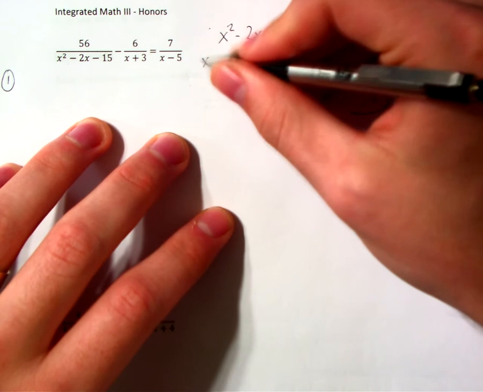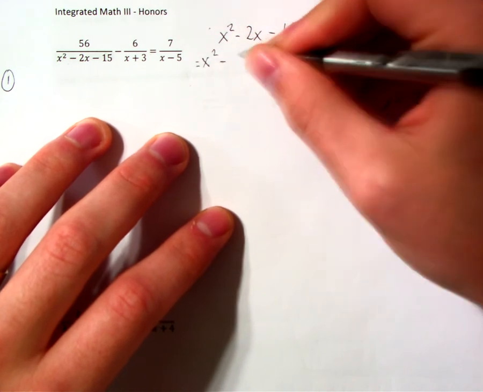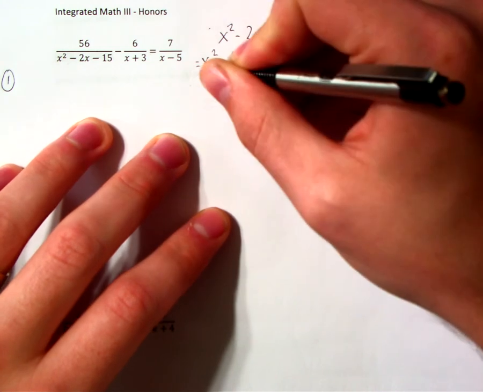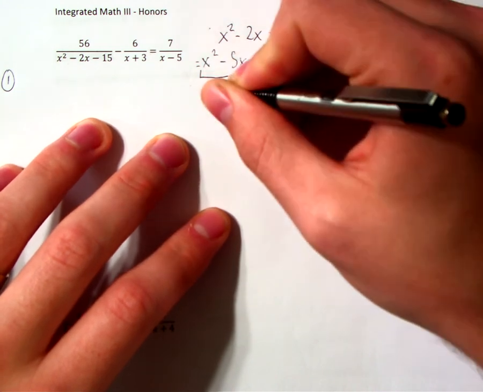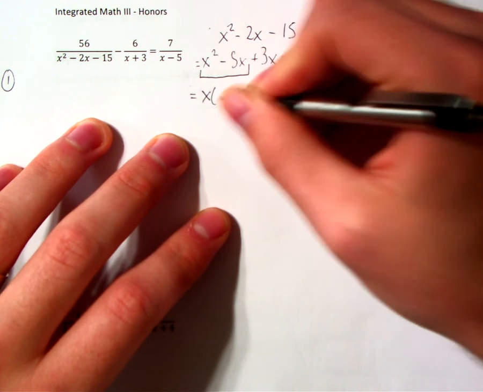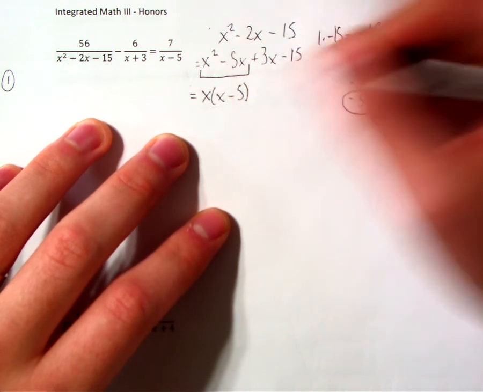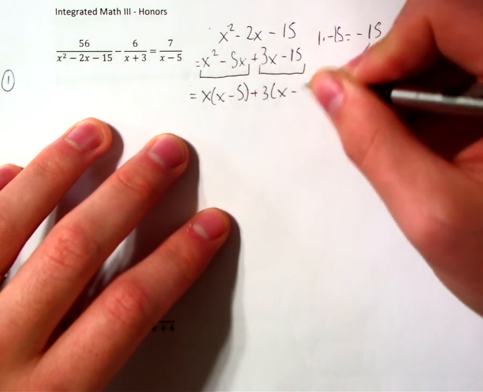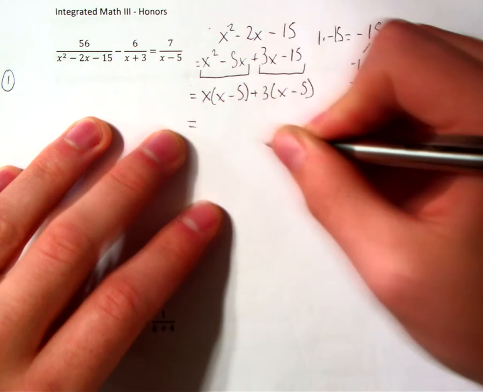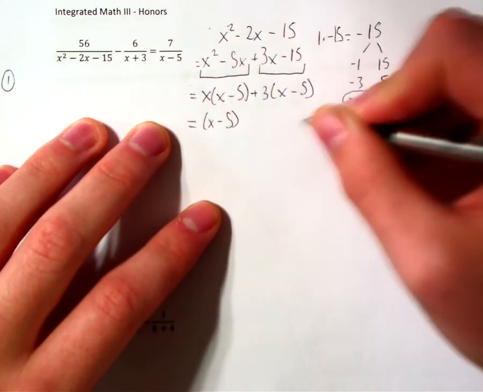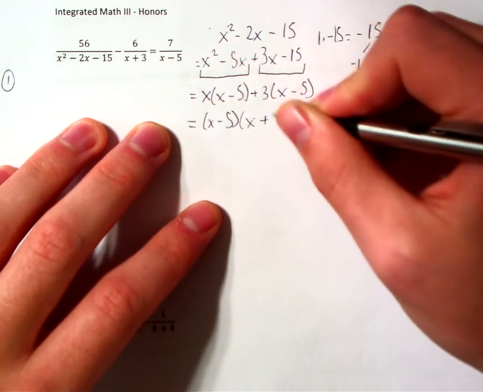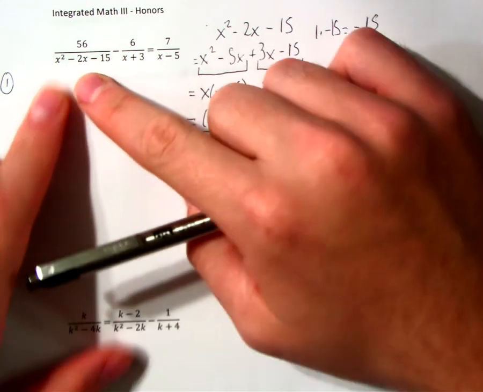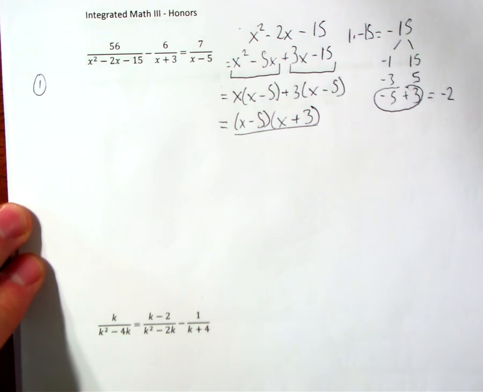So I need to rewrite this as x squared minus 5x plus 3x minus 15. Let's find the GCF of this first group, which is going to be x. If I take an x out, I've got x minus 5 left over. Take the GCF of the second group out, which is just going to be 3. If I take a 3 out, I've got x minus 5 left over, which means that my factors are going to be x minus 5. I can take an x minus 5 out of the whole thing, leaving behind an x plus 3. Here are my factors. So I just factored the only denominator I really needed to factor.